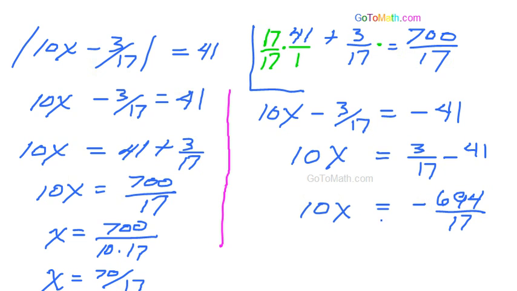So we go ahead and take that 10 diagonally down. So we have x is equal to negative 694 over 10 times 17. So we want to make sure this will reduce down, and I know 2 goes into this number and into that number. So we know that this thing is going to end up reducing down, maybe just a little bit anyway.